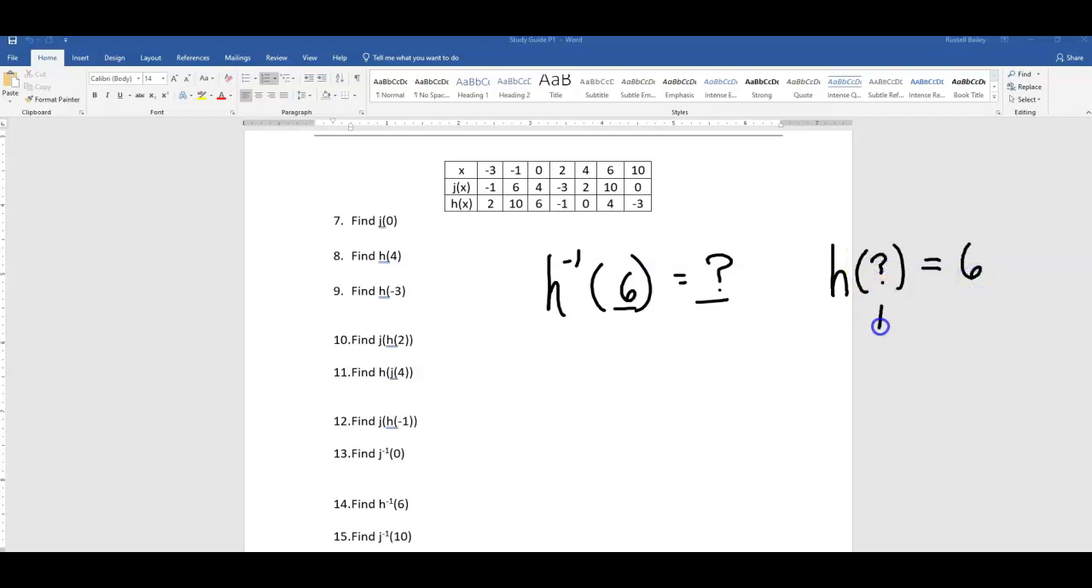So basically, I want to know what x value has an h value of 6. Okay? So here's where h equals 6, and the x value that goes with it would be 0. So the answer to that one would be 0. Okay, so inverses, you work backwards. Instead of starting in the x row, you start in the function row.